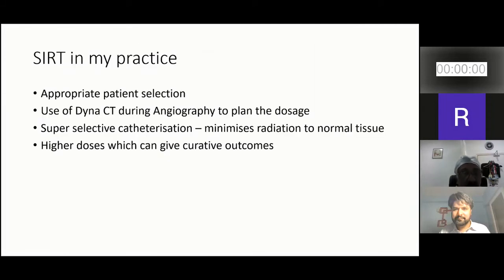So in my practice, what we do is we select these patients. We use what is known as Dyna CT during the angiography to plan the dosage, in which we put a catheter into the feeding artery and then take a CT scan during contrast injection. And that tells you the exact segment or the size of the tumor or the infusion lobe, and that helps us to plan the dosage. We do super selective catheterization to minimize the radiation going to the normal tissue. So you should preserve as much of the normal tissue as present. And that also helps me to give a very high dose, which now has a curative outcome. And I will show you some literature or data on that.